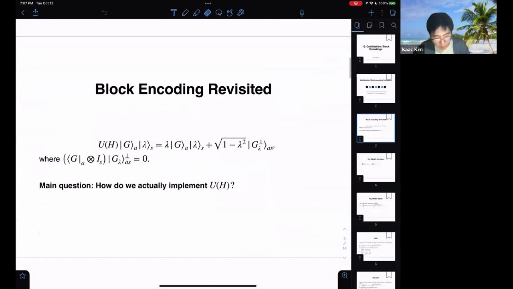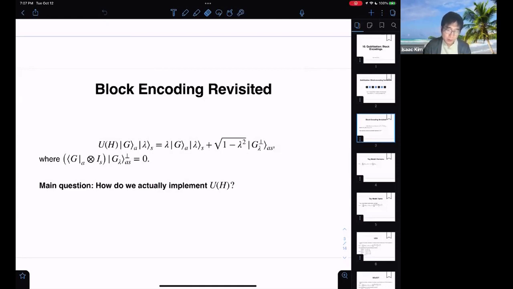And now the focus that I want to focus on is a different question. So how do you actually implement this U of H? So obviously, this is a very important question if you're interested in doing practical quantum computation. So I'll consider an example.